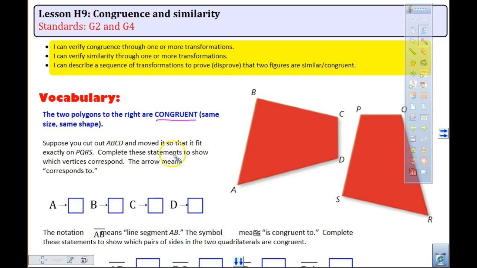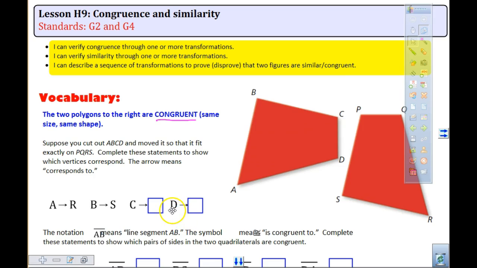It says suppose ABCD fit exactly onto PQRS. Complete the statements below that show the vertices that they correspond to. So if you were looking at that, what does the letter A correspond to, which letter? So please write in the letter R. When you look at B, B is going to correspond to, please write it down, don't just say it. Please write it. Thank you.